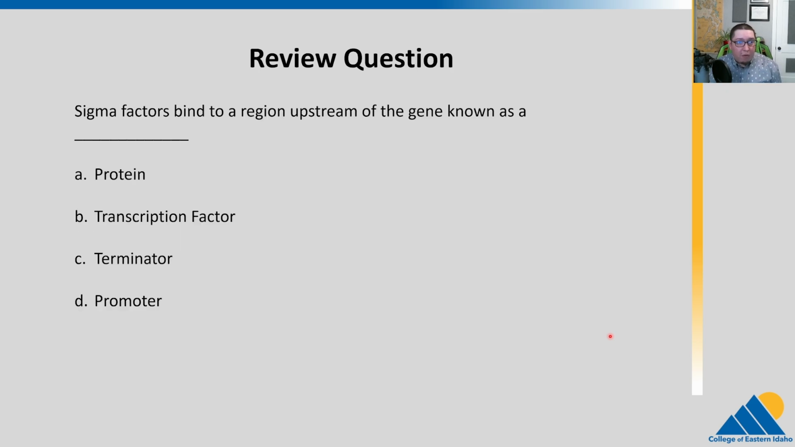Okay, so the sigma factor binds to a region upstream of the gene known as what? Go ahead and pause the video. Think about that. Okay, the sigma factor is going to bind to the promoter region, which is upstream of the gene. The sigma factor is an example of a transcription factor, but it's going to bind to the promoter.